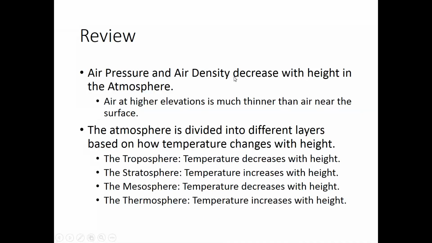So, just a quick review. Air pressure and air density both decrease with height in the atmosphere. So as you go higher in the atmosphere, much thinner, lower pressure, that's why your ears pop. And then the atmosphere is divided into different layers: troposphere, stratosphere, mesosphere, and thermosphere.